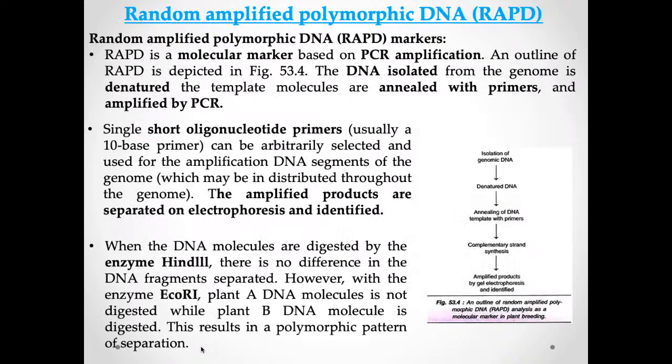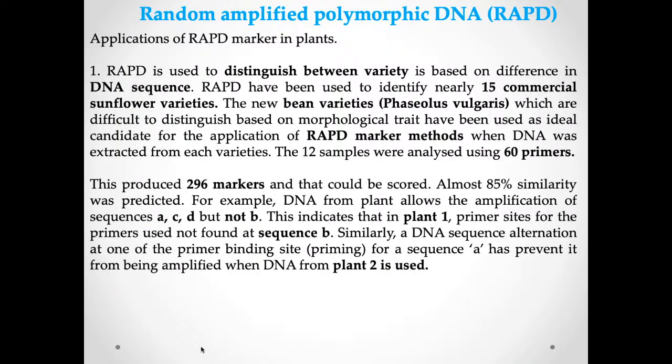So it is the same as what we saw in the previous example of plant A and B, but in this we are using PCR amplification, which is annealed with the primers. That's the main difference. That's why it's randomly amplified polymorphic DNA. The name itself says it.